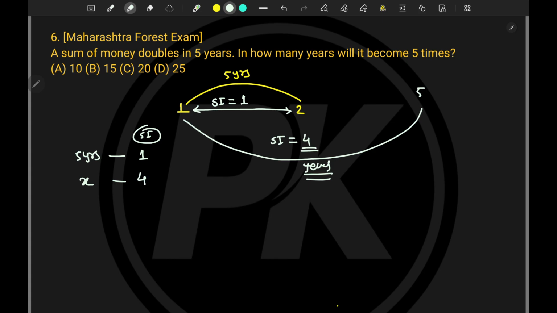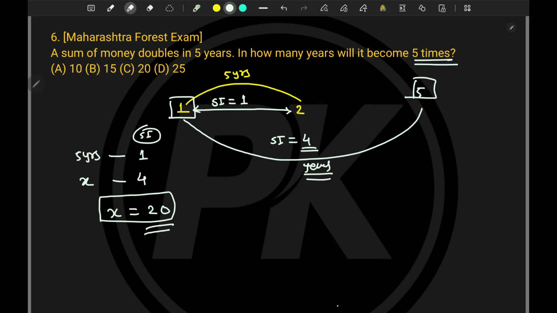So let's do the cross multiplication. So x is equal to 5 fours are 20. And hence, in 20 years, that principal amount of 1 will become 5. That means it will become 5 times. So 20 is the answer. So option number C is correct.